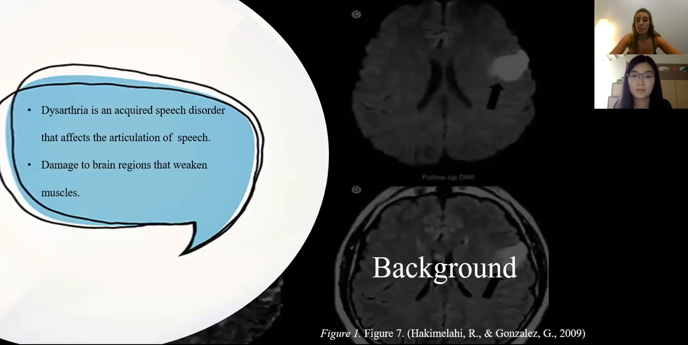The speech disorder addressed in this paper is dysarthria. Dysarthria is an acquired speech disorder that affects the articulation of speech. It occurs when brain damage causes muscles used in the production of speech to weaken. Dysarthria is characterized by speech that may be slurred, mumbled, slow, too fast or too soft, jagged, or exhibits changes in pitch.